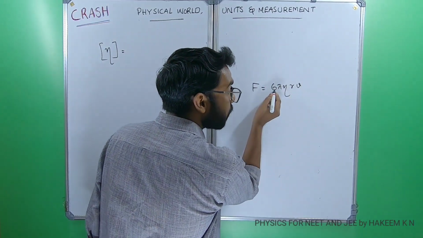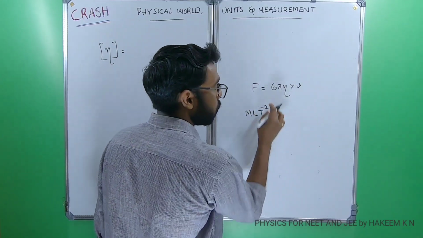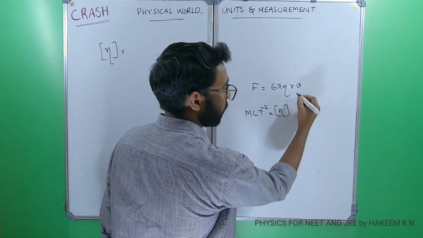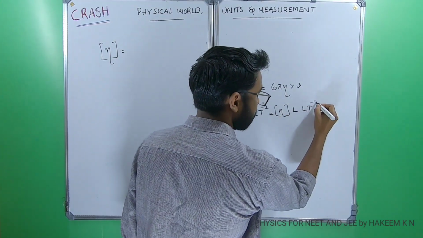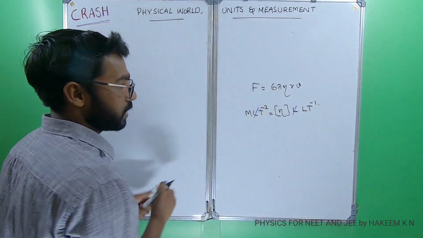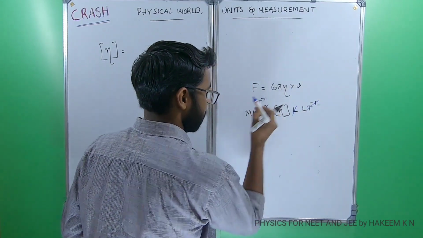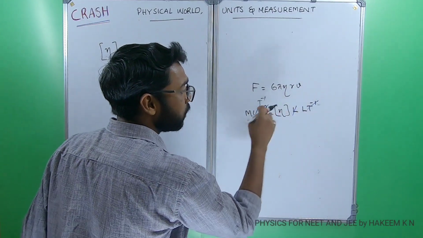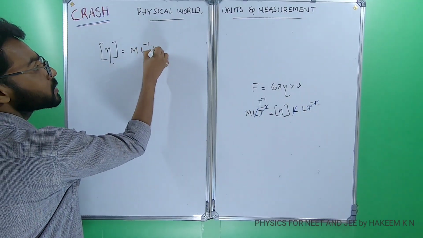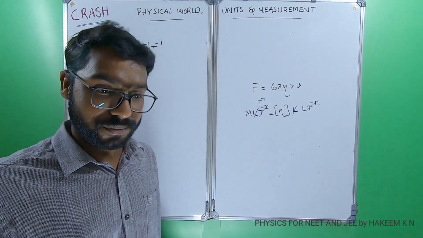So from here, MLT power minus 2 equals 6 pi, which has no dimension, it is constant, times eta, whose dimension we have to calculate. Radius L, velocity LT power minus 1. One L will be cancelled. T power minus 1 against T power minus 2 here, so this becomes T power minus 1, and this L comes to the denominator, so it goes to the numerator with power minus 1. ML power minus 1 T power minus 1 is the dimensional formula of coefficient of viscosity.